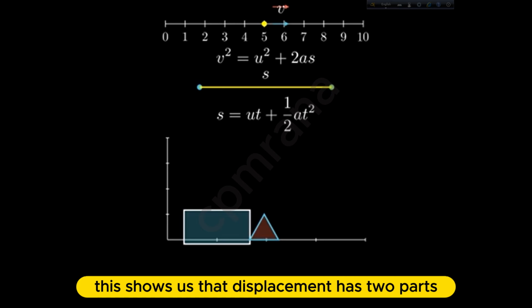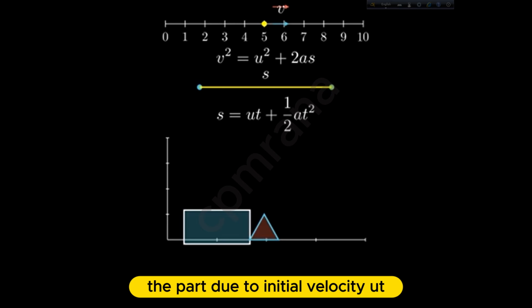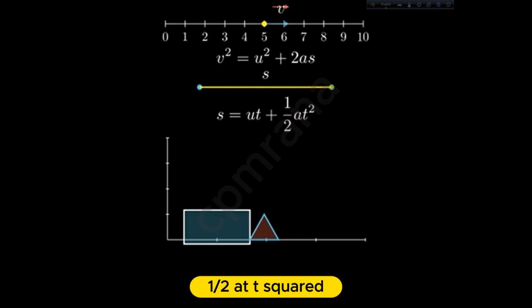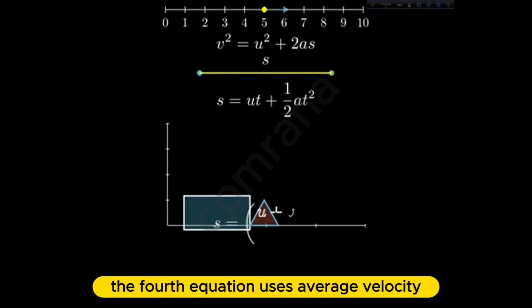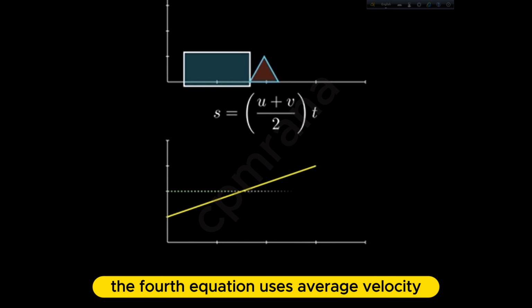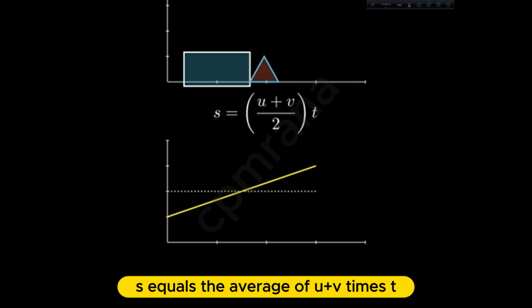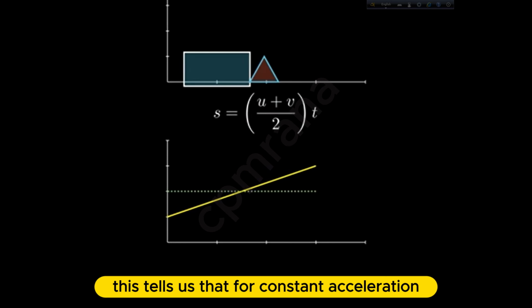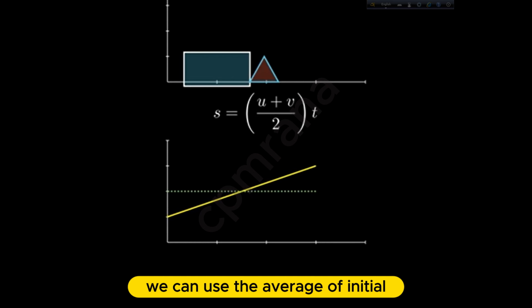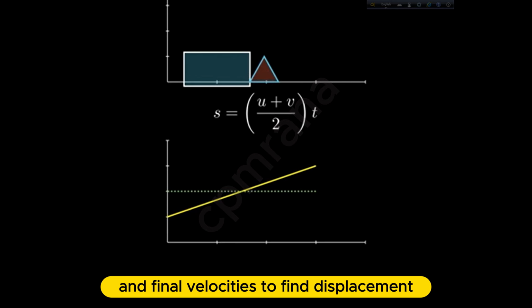This shows us that displacement has two parts, the part due to initial velocity, ut, and the part due to acceleration, 1/2 at squared. The fourth equation uses average velocity. s equals the average of u plus v, times t. This tells us that for constant acceleration, we can use the average of initial and final velocities to find displacement.